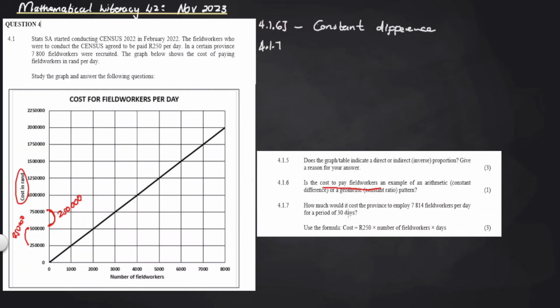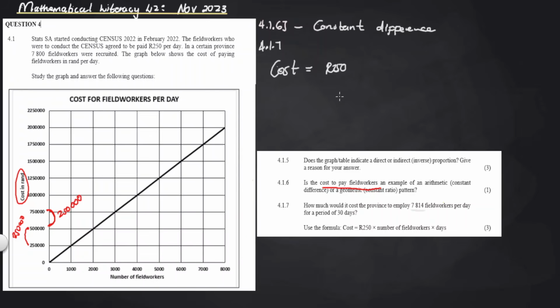How much would it cost the province to employ this amount of field workers per day for a period of 30 days? All right, so you may use the formula. Okay, so it's a straightforward question. It's just plug and go. So the cost is equal to 250.